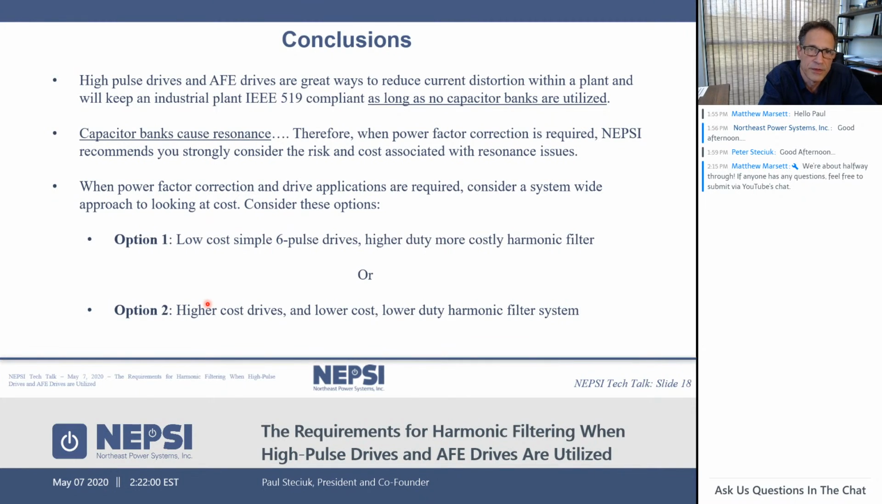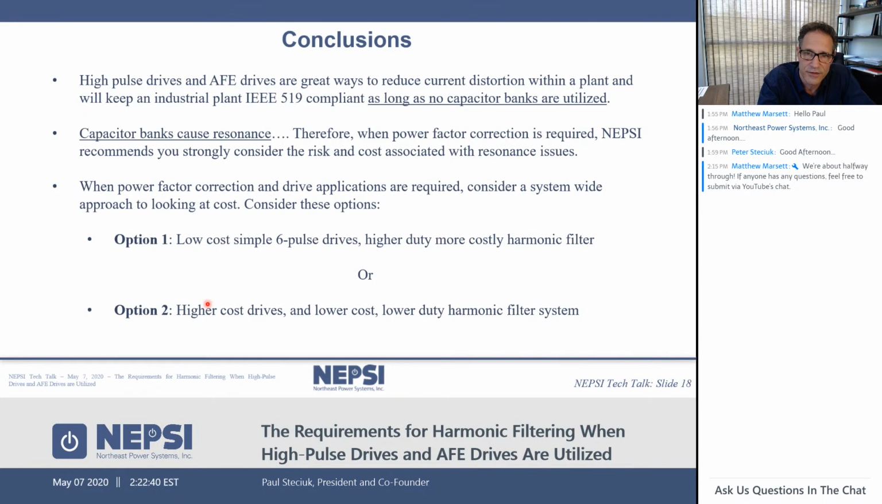So in conclusion, 12-pulse drives and AFE drives are a great way to reduce current distortion within the plant, and will keep an industrial plant within IEEE 519 limits, as long as no capacitor banks are utilized. And that's the key message here. If you're installing AFE drives or 12-pulse drives, and you're installing capacitor banks, you need to consider the effects of the capacitor banks. The resonance within the system can easily cause your system to exceed 519, can cause the voltage distortion to go well beyond a 5% distortion level, and can cause problems within your network.